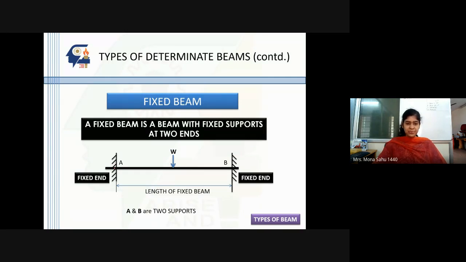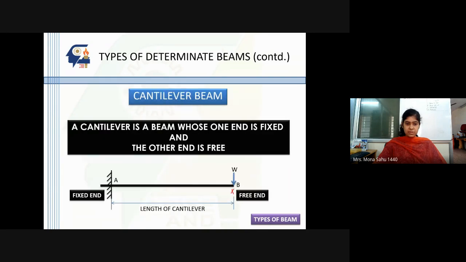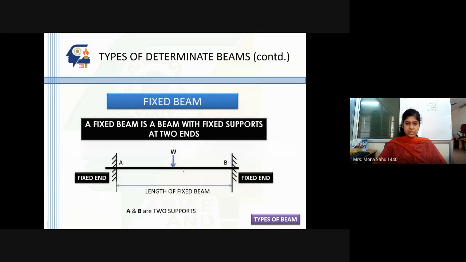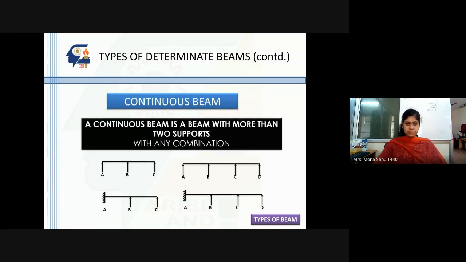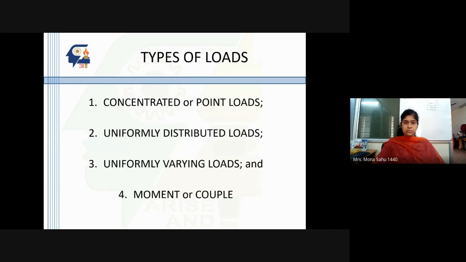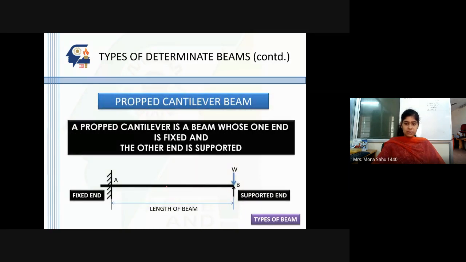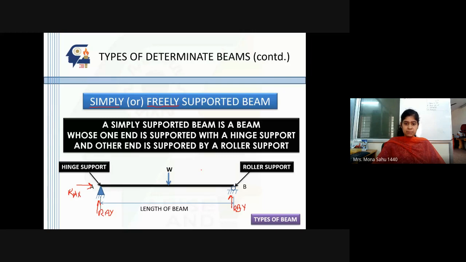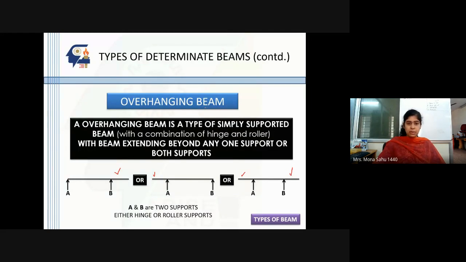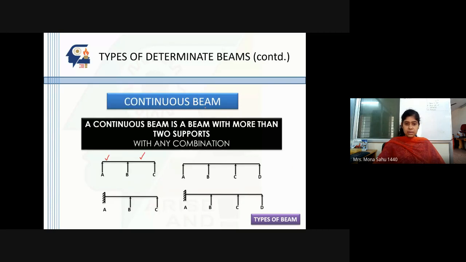This is a fixed beam, fixed on both the ends. For a cantilever beam, it is fixed only on one side. Fixed beam, it will be fixed on both the ends. Continuous beam, okay, you have a number of supports. It's simply supported here, again it's simply supported here. So it's a continuous beam. Clear? So how many types will we see? Cantilever, propped cantilever, simply supported beam, overhanging beam, fixed beam, continuous beam.